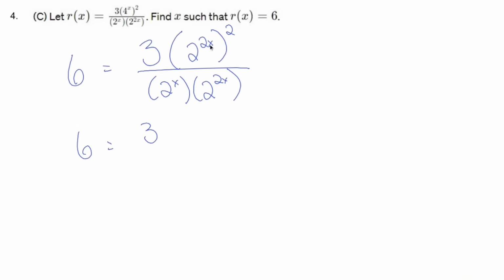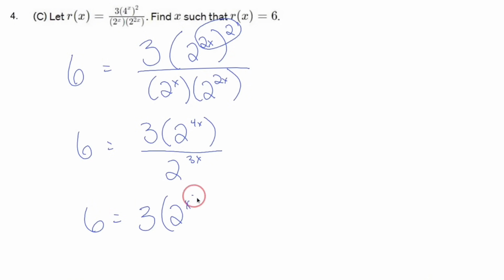When I have a power in parentheses taken to another power, we multiply the exponents, so it becomes 2 to the 4x. When I'm multiplying terms of the same base, I add the exponents, so 1x plus 2x is 3x. Now I have 2 to the 4x over 2 to the 3x. When you divide terms of the same base, you subtract exponents. 4x minus 3x is just 2 to the x.